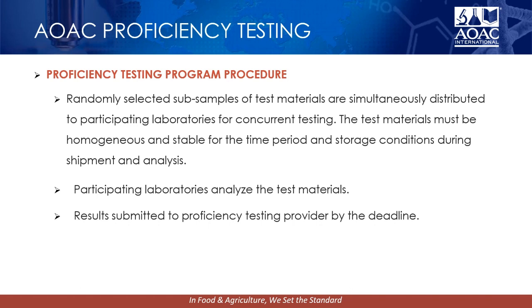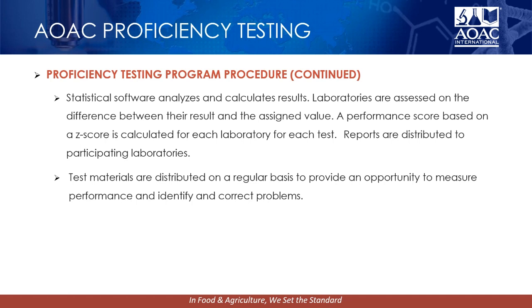Next, participating laboratories analyze the test materials after they receive them. They then submit results to the proficiency testing provider by the deadline previously set forth. Once the data has been gathered, statistical software analyzes and calculates results. Laboratories are assessed on the difference between their results and a determined assigned value. A performance score based on a Z-score is calculated for each laboratory for each test. Then reports are distributed to those participating laboratories from the round.